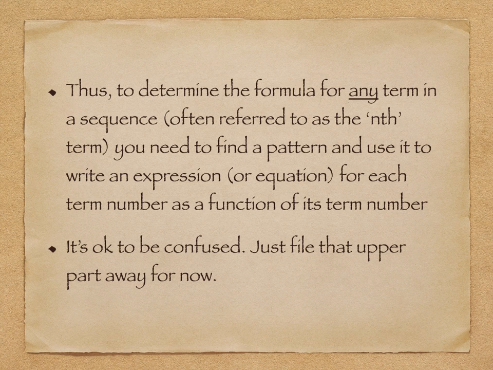So to summarize the first little part, to determine the formula for any term in a sequence, often referred to as the nth term, I know that kind of looks weird, you need to find a pattern and use it to write an expression or equation for each term number as a function of its term number. Okay? So it's okay to be confused after that. It does sound a little bit wordy. Just file it away for now and remember I said that. You can always rewind the video and review it once you think you kind of understand it.